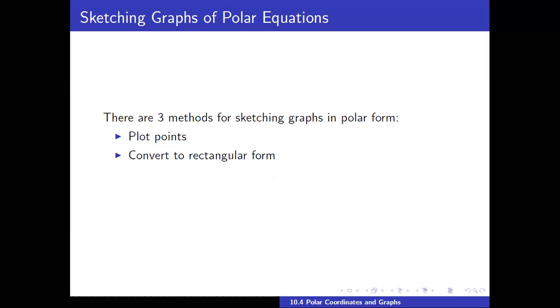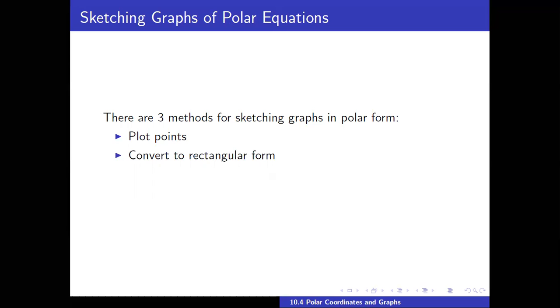You can also convert to rectangular form and then say, oh man, I know what that is, right? If I had no idea what theta equal to pi over 4 was, I could use the fact that tangent of theta is equal to y over x, plug in what theta is, and then convert over to rectangular form, and then I'll recognize what's happening, okay?